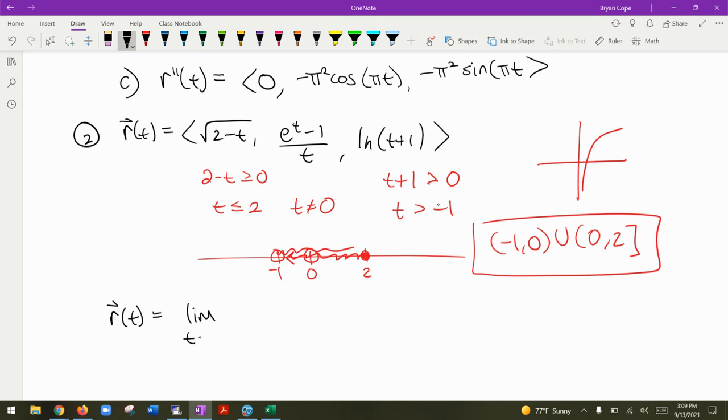All right, so we're going to take the limit as t goes to 0 of the square root of 2 minus t. Well, that's an easy one.